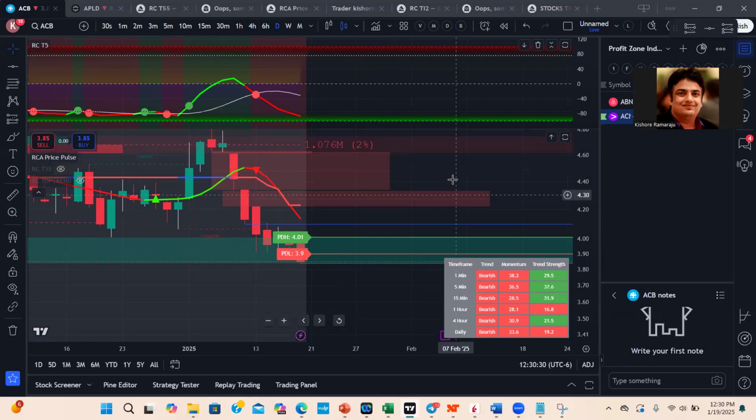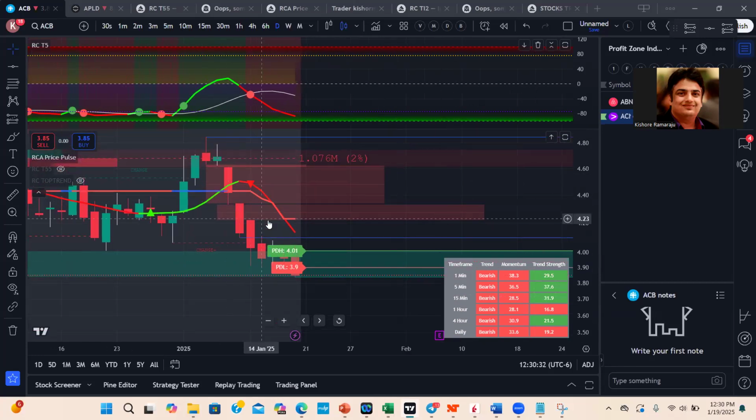So that's it. All we need is to look for those zones. If we get a confluence, 90% of the chance we'll make profits. You can buy the puts, you can do a bear call spread, you can short the stock, and you can make huge gains.